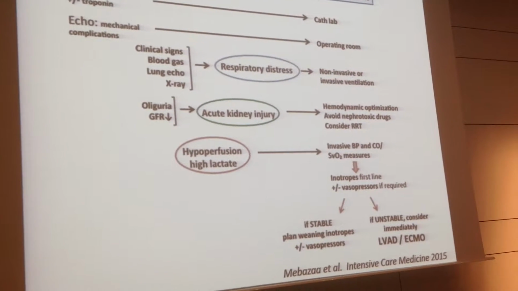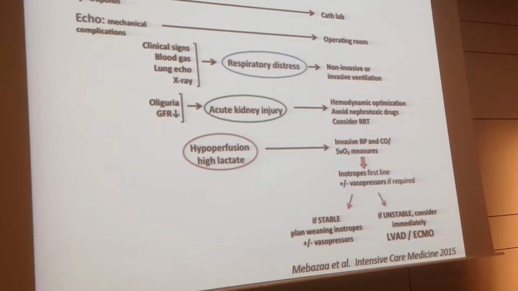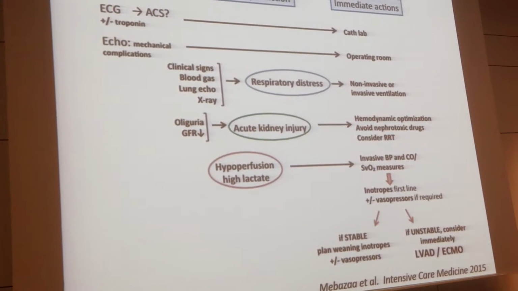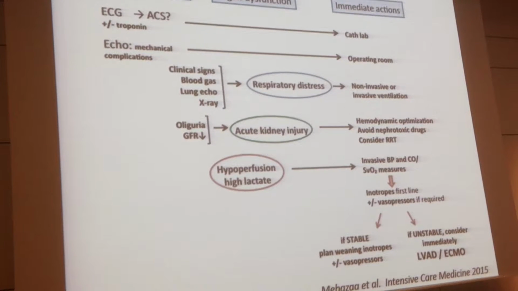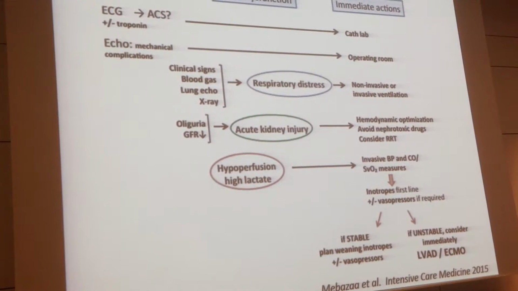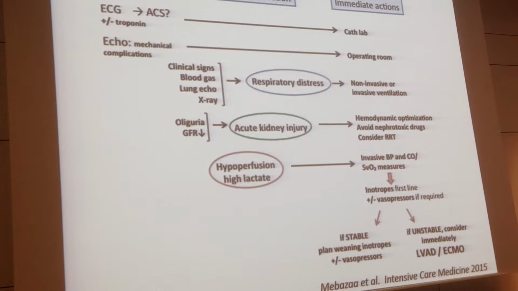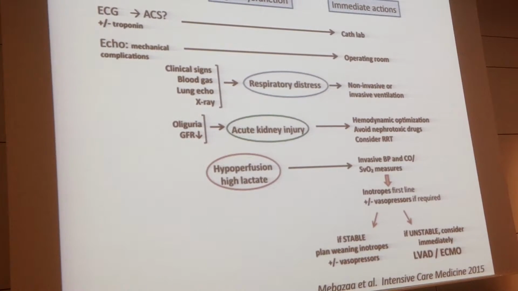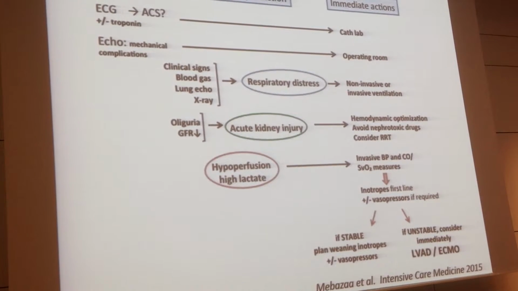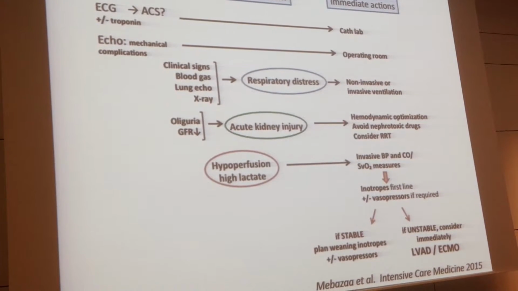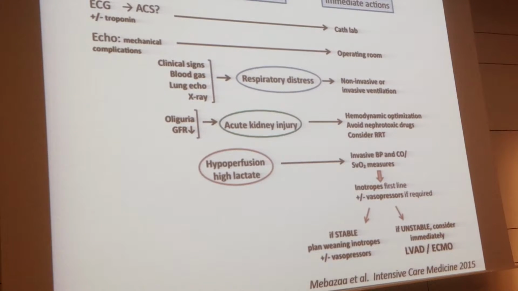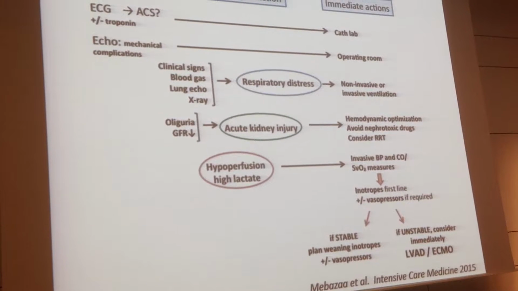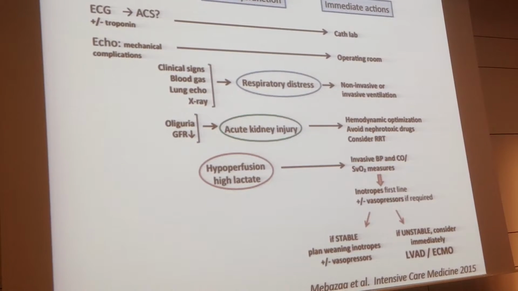As we recommended with ESICM in the guidelines that were published in 2014, invasive blood pressure, measuring cardiac output, and SvO2 measures are really important to follow, not only to diagnose cardiogenic shock but also to follow your treatments. As I'm going to show you in a minute, we have data to support the use of inotropes as a first-line therapy and vasopressors only when required. And I will show you data from my group showing that if you give only vasopressors, it could be harmful.